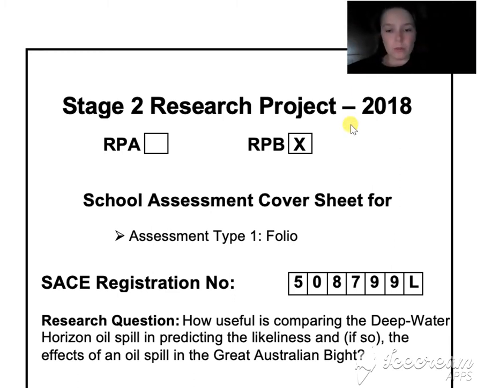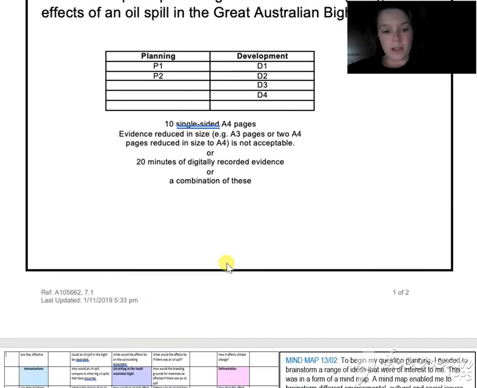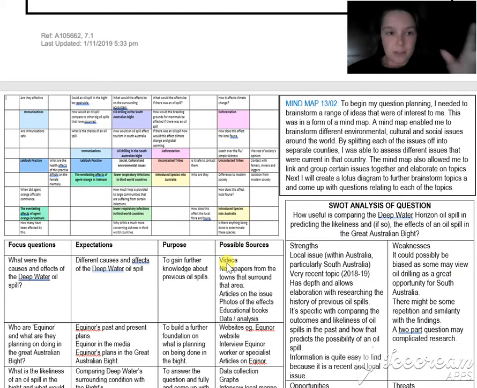We've got an example of some pages for you so that you know what you're working to achieve. This student, don't worry about the cover page for now, because it's their final thing. This student's question is about Deepwater Horizon, and this is their planning pages. If you have a look, they have put a whole bunch of stuff together that they did.